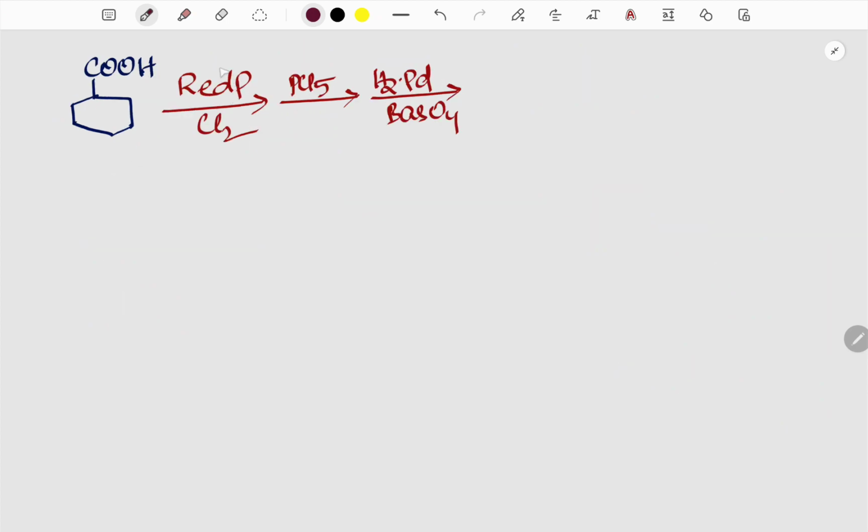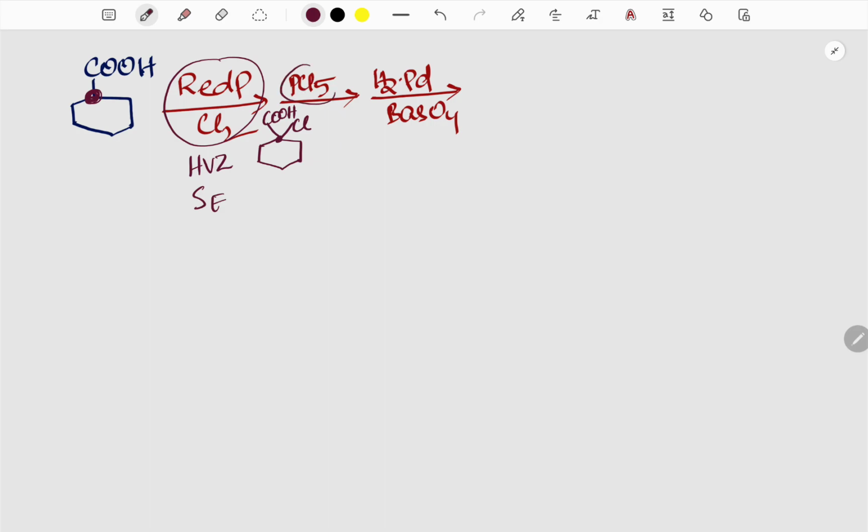Cyclohexane carboxylic acid is treated with red phosphorus and Cl2. It is an HVZ reaction, and HVZ is electrophilic substitution, and here it is a tautomeric proton, and this tautomeric proton is replaced by chlorine. So it is an alpha-chlorocarboxylic acid.